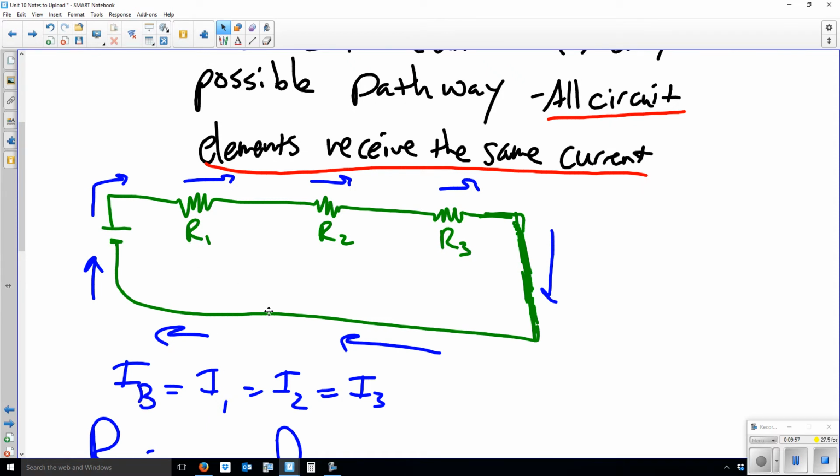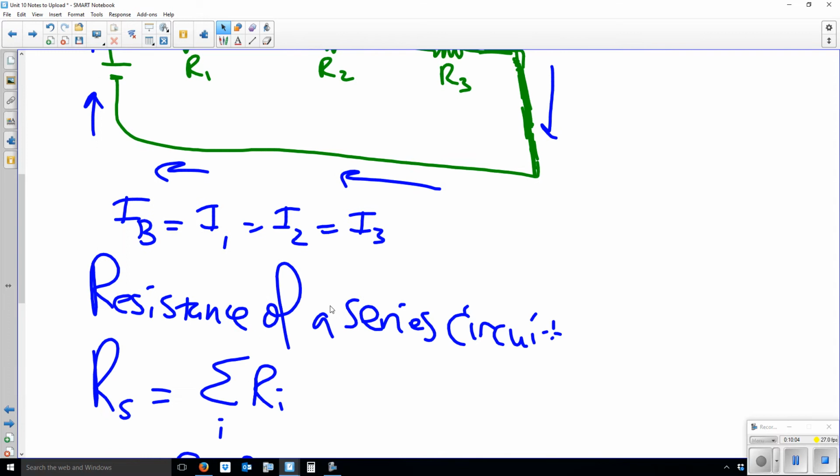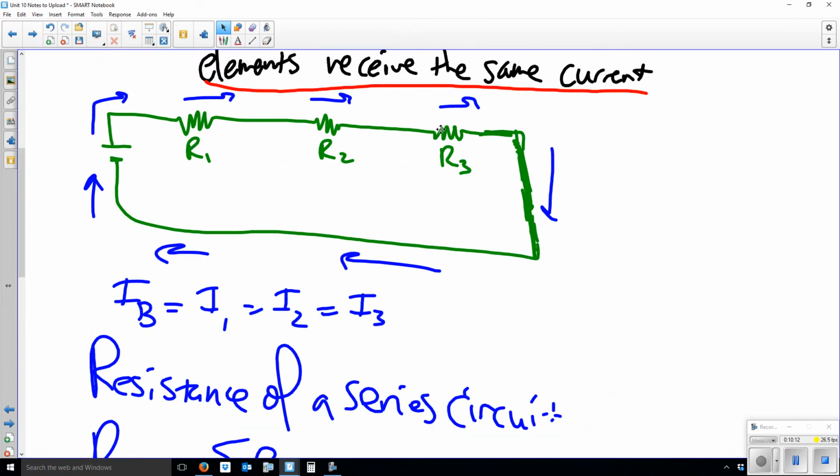And to calculate the resistance of an entire series of resistors in a series circuit, you just add them together. So let's say this was 5, 10, and 20. I would take 5 plus 10 plus 20 to get 35 as my resistance for that entire circuit.